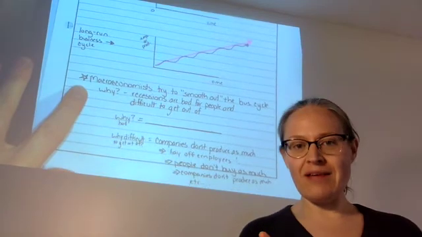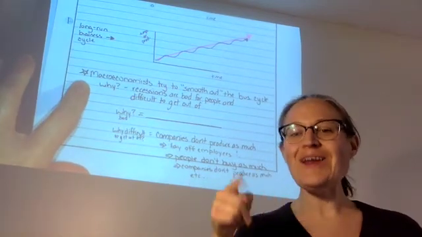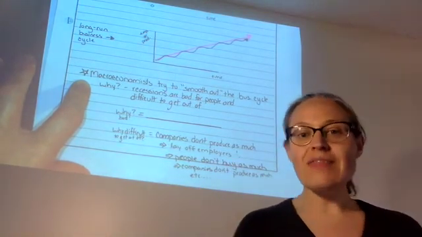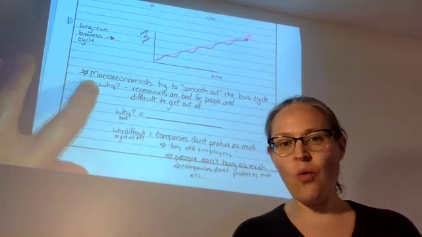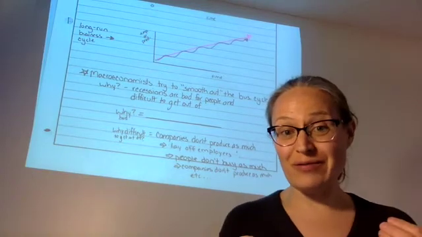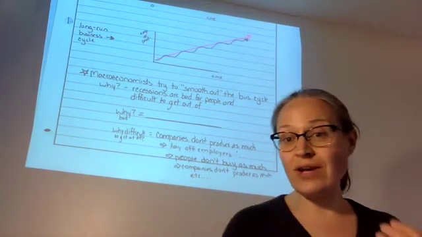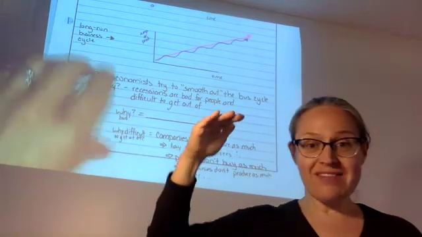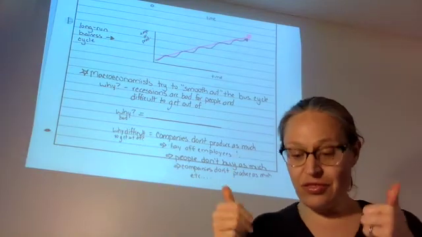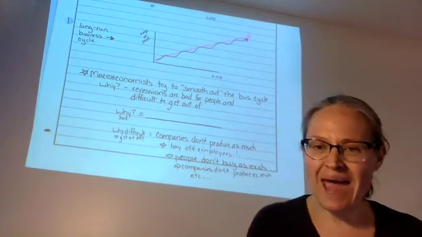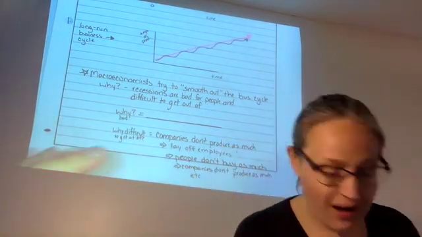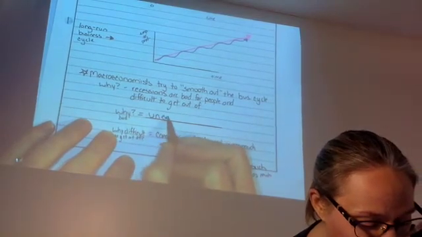All right, so here it says macroeconomists, so people who are economists, try to smooth out the business cycle. Why? Well, because recessions are really bad for people and they're really hard to get out of. So if we can avoid recessions, if the business cycle doesn't go down as much as it might, that's a good thing. And why are recessions so bad for people? Because when the economy is bad, people lose their jobs, right? And we call that unemployment.